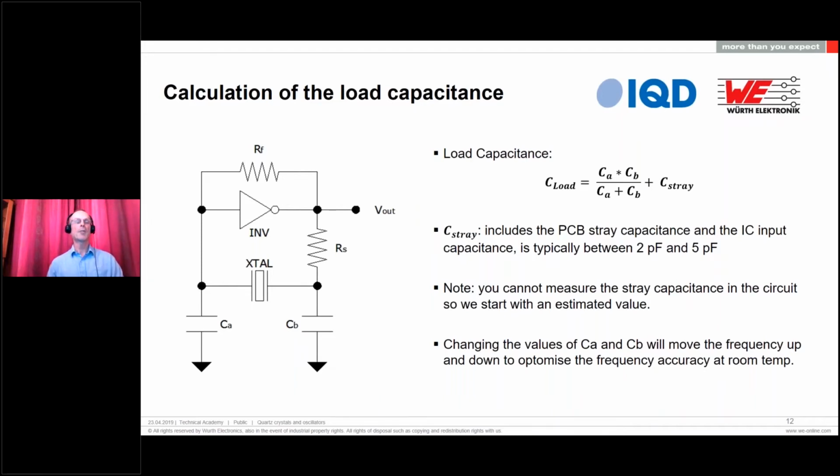The diagram on the left is a typical Pierce oscillator circuit. The inverting buffer shown and the feedback resistor are generally built into most microprocessors nowadays. So all you generally need to do is apply an external crystal and 2 external capacitors.